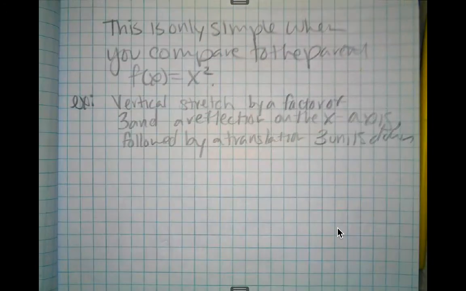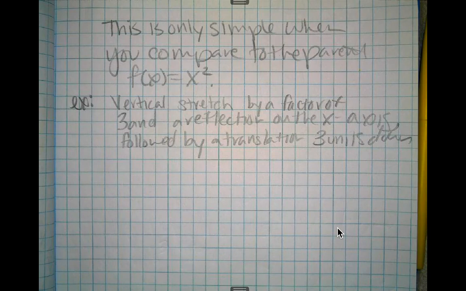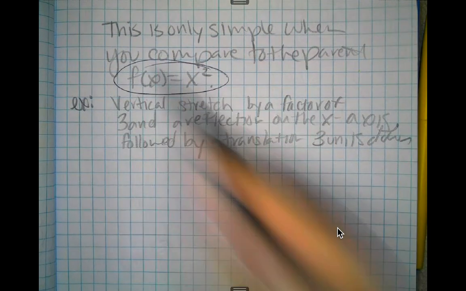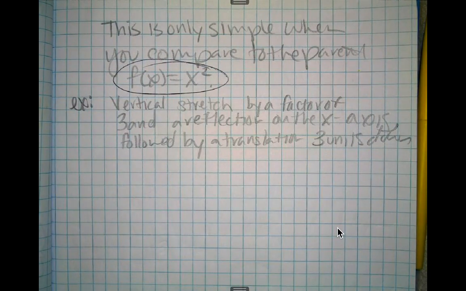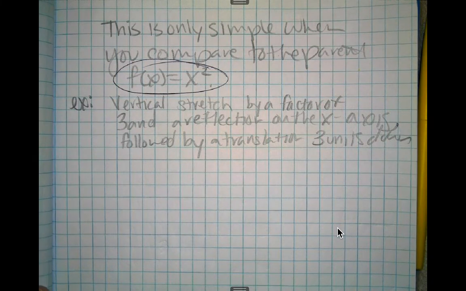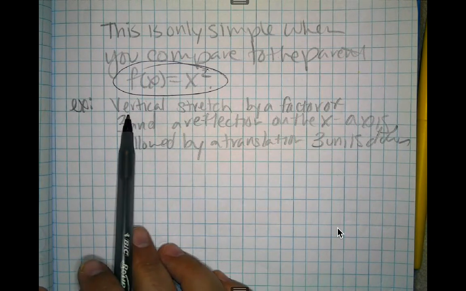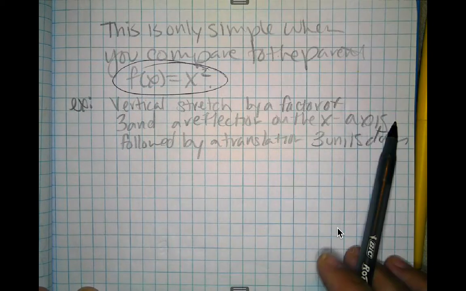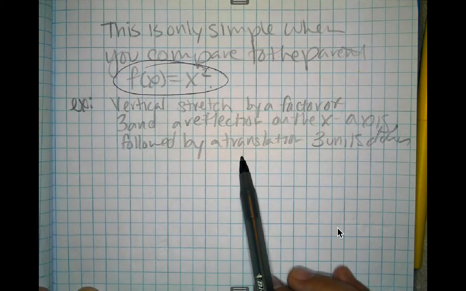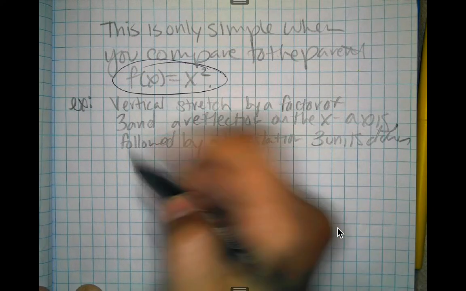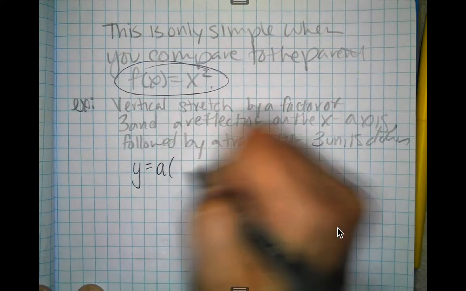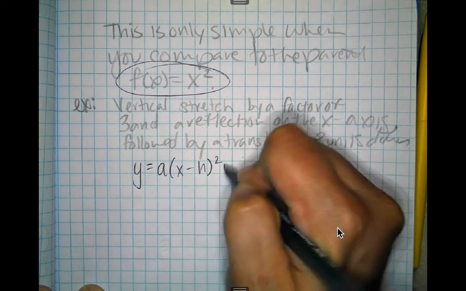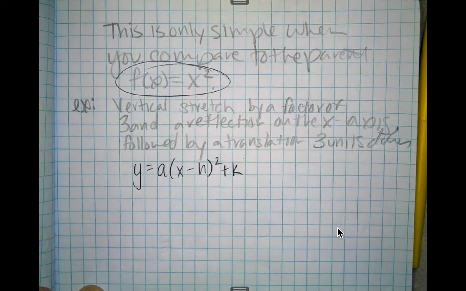All right. So we're going to have to go from words to an equation or a function. Okay. And it's only simple when it's compared to the parent. I keep telling you that because eventually we're going to have to compare it to something else and it becomes a little bit more complicated. Okay. So we have a vertical stretch by a factor of 3 and a reflection on the x-axis, followed by a translation 3 units down. So what I would recommend that you do is write in vertex form, because it's a little bit easier when you're talking about transformations.